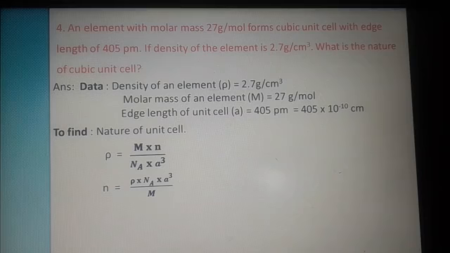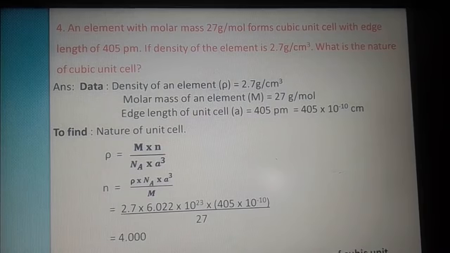For determination of n, we will rearrange this formula: density into Avogadro number into cube of the edge length divided by M, that is molar mass. Put in the values and calculate the answer. We are getting here answer is equal to 4, means n is equal to 4. Now we know 4 particles will occupy only the face centered cubic lattice or cubic close packed. Therefore, our cell is of type FCC or CCP.